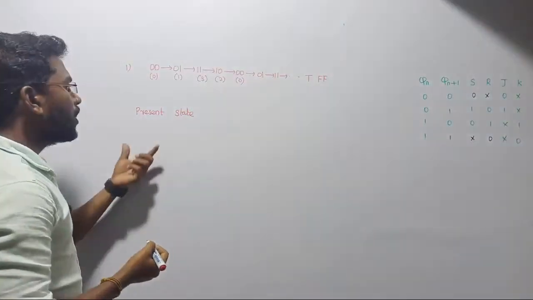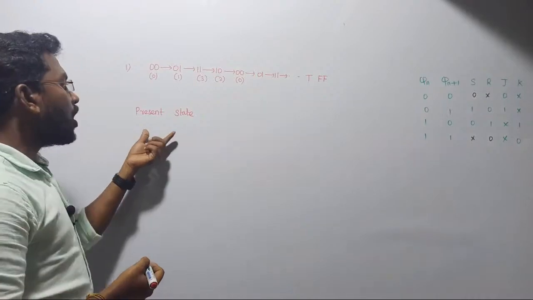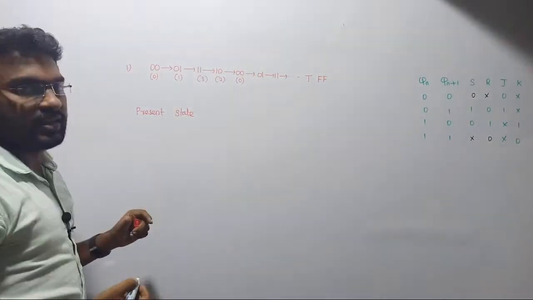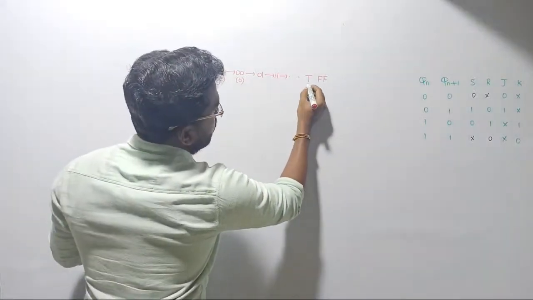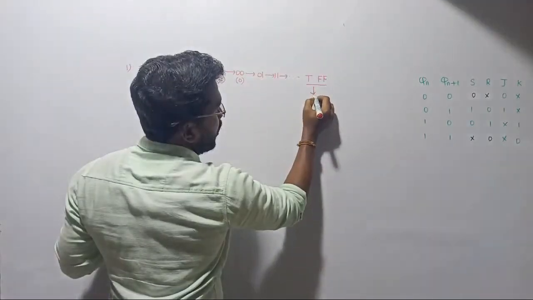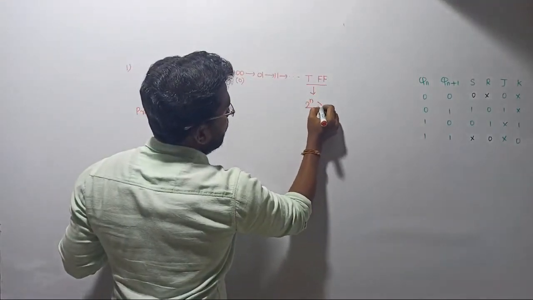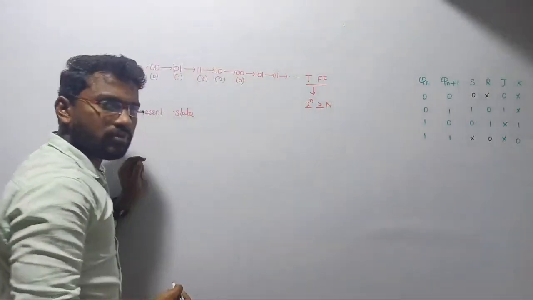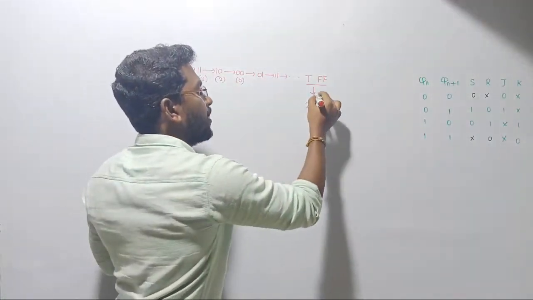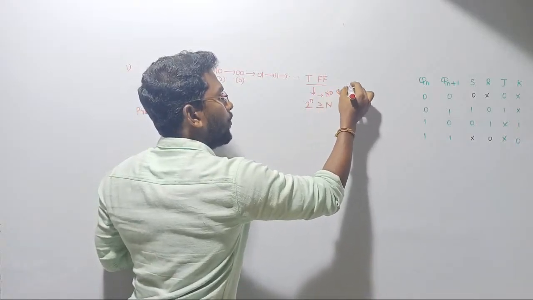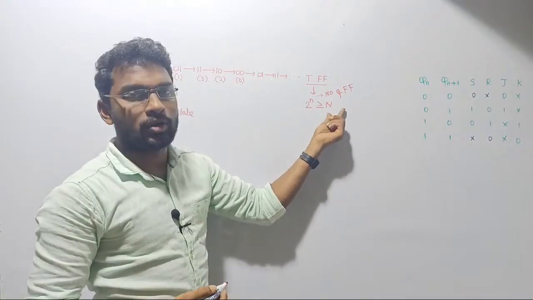Guys, listen here. Present state in the sense, first of all, how many states we are going to have in the present. In order to know the present states, first of all, we need to know the number of flip-flops that should be required. In order to know the number of flip-flops, you can use the general formula that we saw already: 2 power n is greater than or equal to N, whereas this small n denotes the number of flip-flops, and we all know N is the number of states.